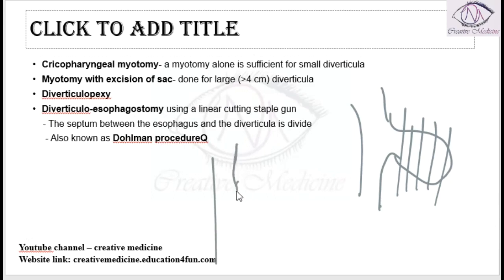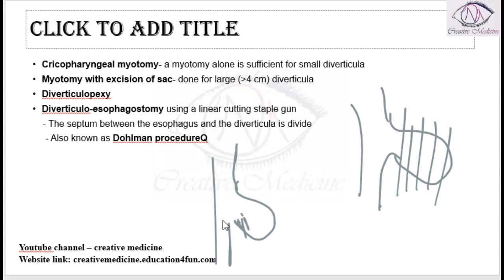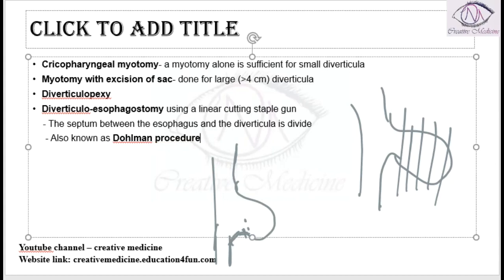Here, if this is the diverticulum like this, you will take a stapler and divide it between the esophagus and the diverticulum. That means you are going to divide this part like this. Once you divide it like this, you will be left with something like this. This does not look like a diverticulum, it's just a large pouch, so that the food easily passes through it. So this is Dolman's procedure, which is an endoscopic procedure.